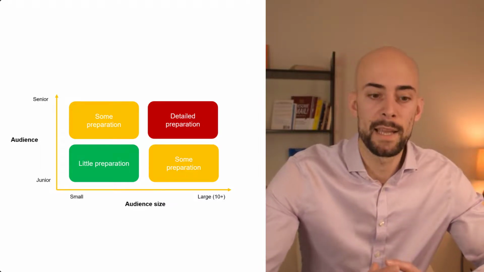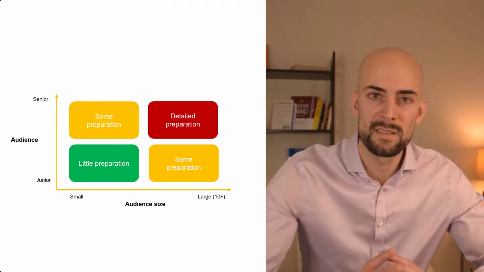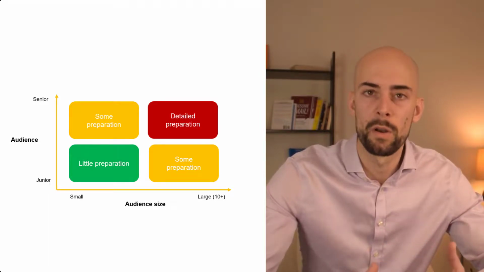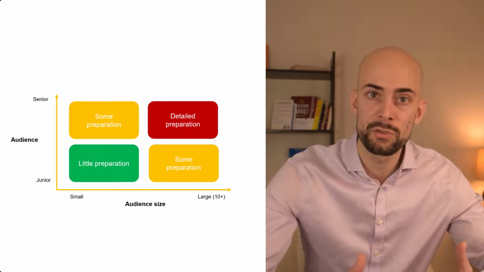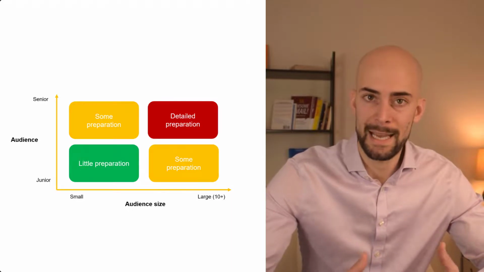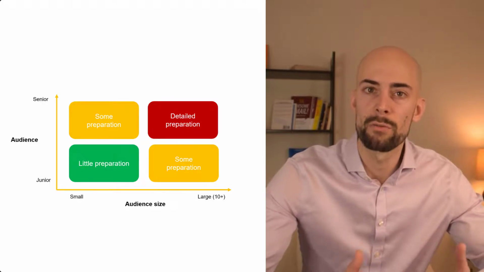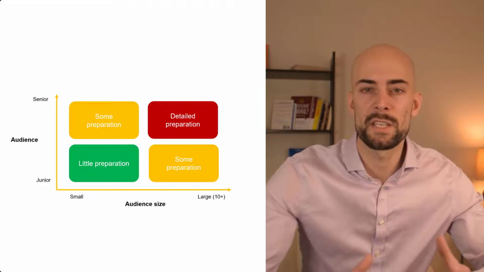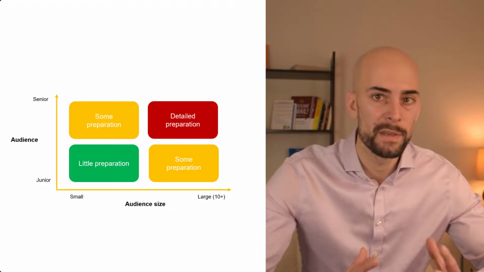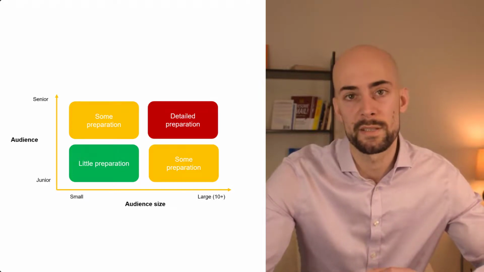And then at the bottom left, the green ones, need little preparation. If it's a one-on-one with somebody more junior, the meeting is not as critical or important, with a lower risk of a bad meeting, so obviously you don't need as much preparation. This could be a coffee chat, one-on-ones, etc.